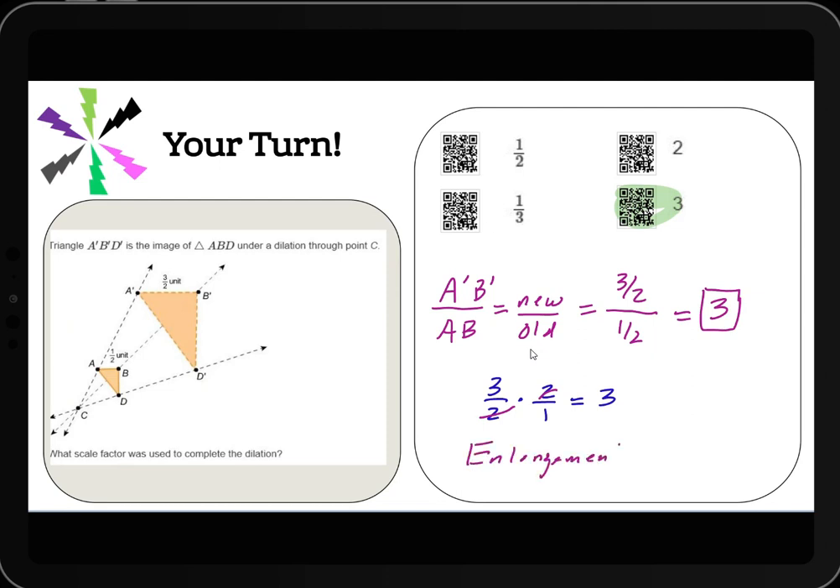Now, pay attention to the fact that they're on the same side of C. C is not between them, so I know the scale factor has to be positive because of that. There's no 180-degree rotation happening here whatsoever.